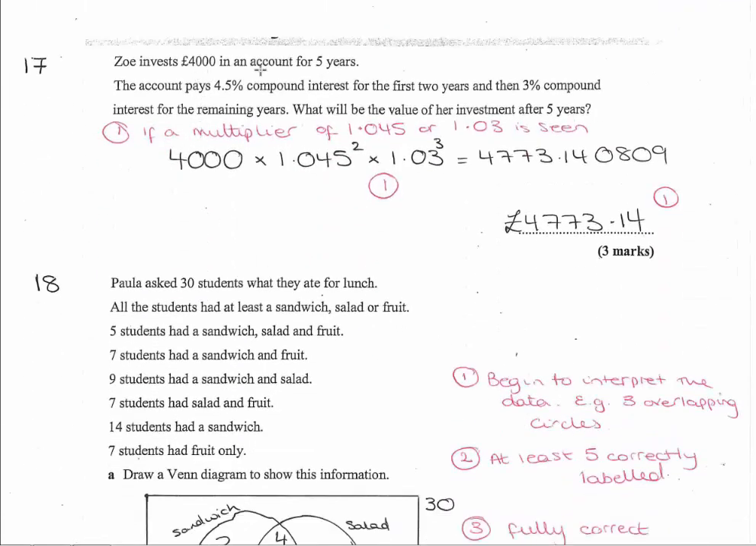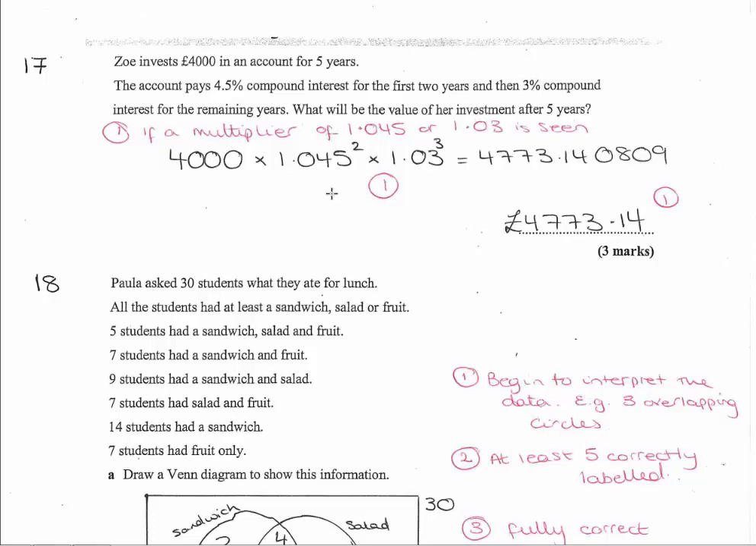Zoe invests £4,000 in an account for 5 years. The account pays 4.5% compound interest for the first 2 years and then 3% interest for the remaining years. What will be the value of her investment after 5 years? Right, well, the multiplier for a 4.5% interest or increase is 1.045, and 1.03 is your multiplier for 3%.